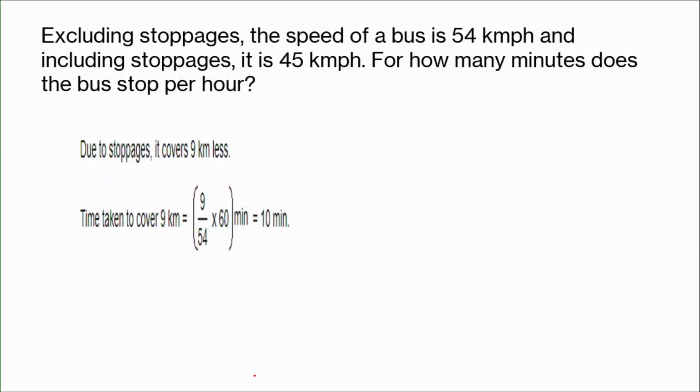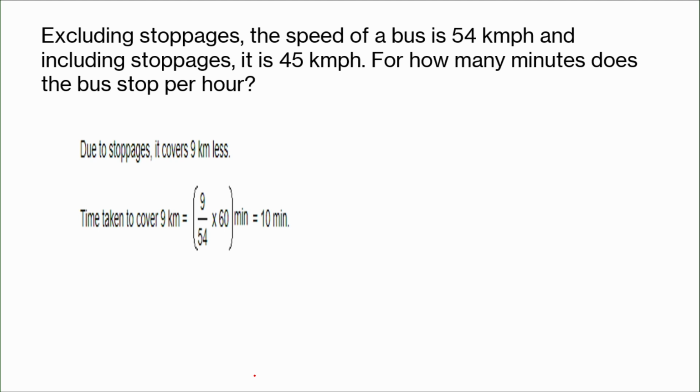Excluding stoppages, the speed of a bus is 54 km per hour and including stoppages, its speed is 45 km per hour. For how many minutes does the bus stop per hour? Excluding stoppages, the speed of the bus is 54 km per hour and including stoppages it is 45 km per hour. The bus will stop where passengers come or get down from the bus, and it takes time. So, it gives the stoppages.